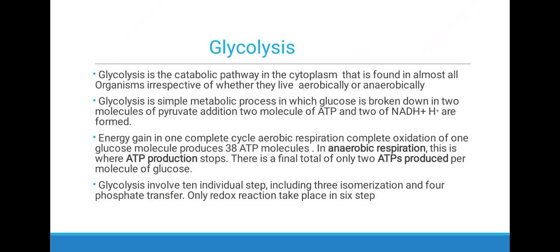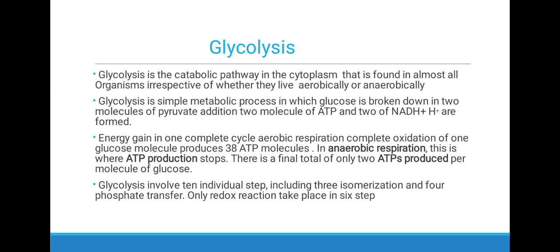But according to the first point, glycolysis is the catabolic pathway in the cytoplasm that is found in almost all organisms, irrespective of whether they live aerobically or anaerobically. The words aerobically or anaerobically carry very important information. In the process of glycolysis, the requirement of oxygen is not compulsory to complete the process. It means glycolysis occurs not only in the presence of oxygen but also in the absence of oxygen.